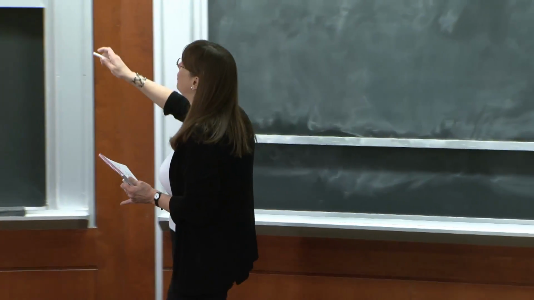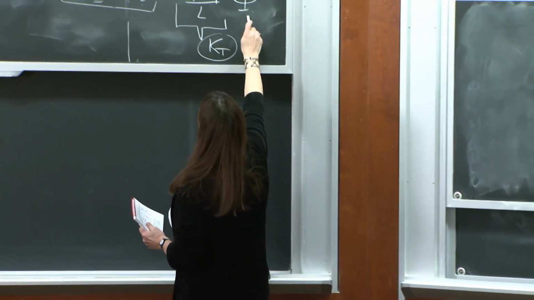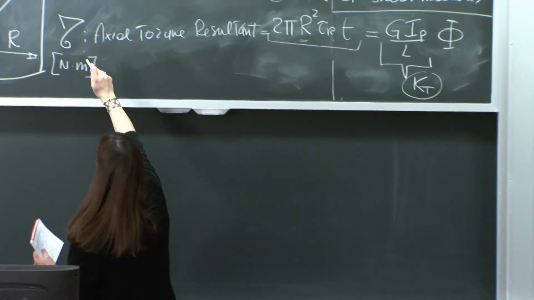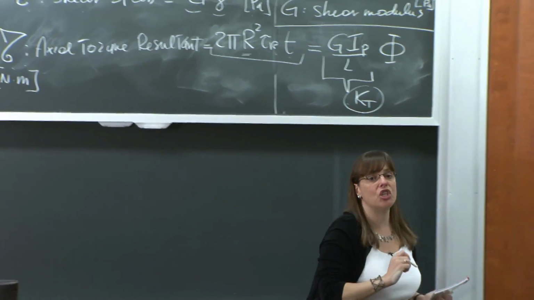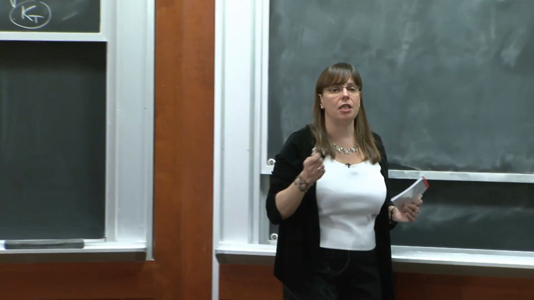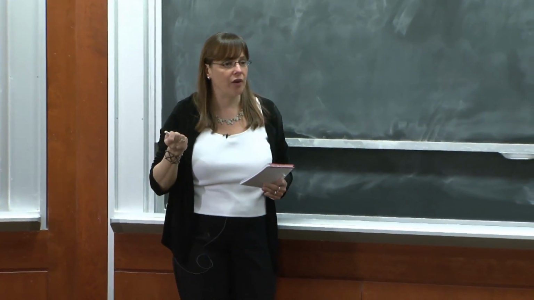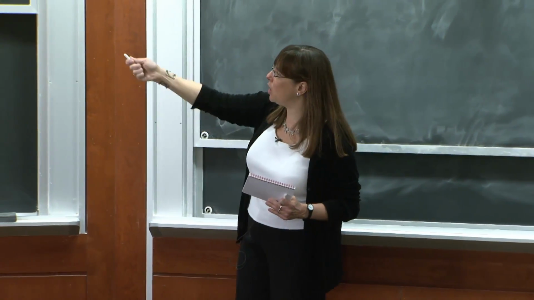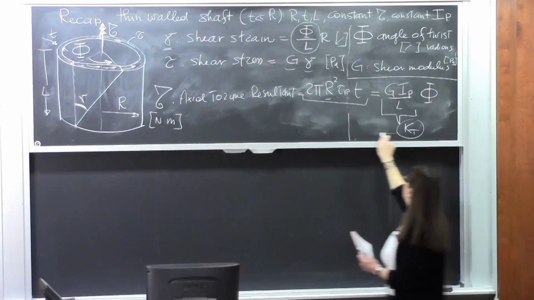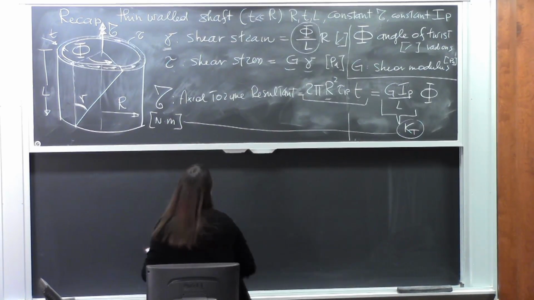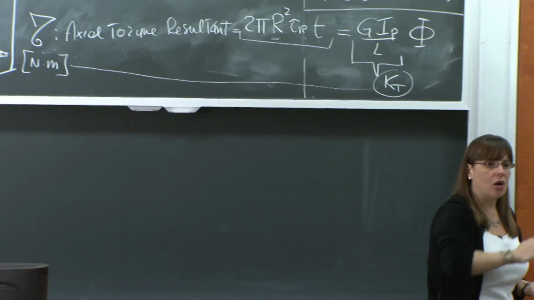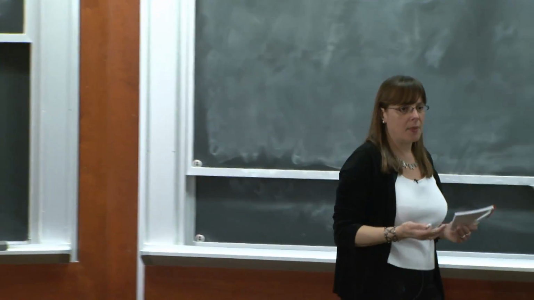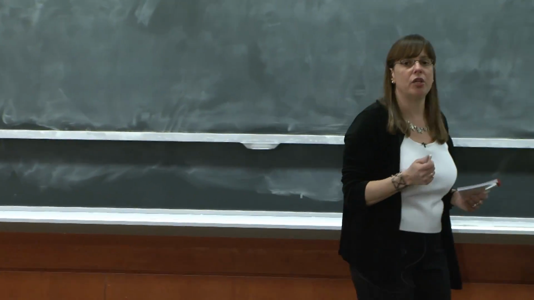And because this thing relates the deformation to the resultant, this is called the stiffness of the shaft. So this is the torsional stiffness of the shaft. And you see it has units equal to the units of the axial torque resultant, of course, because the angle of twist is an angle, dimensionless. Okay, so this is what we did on Thursday.